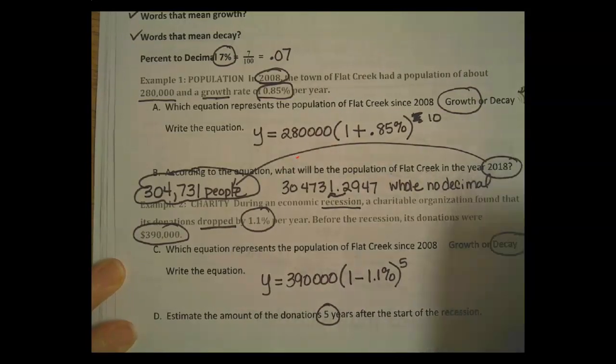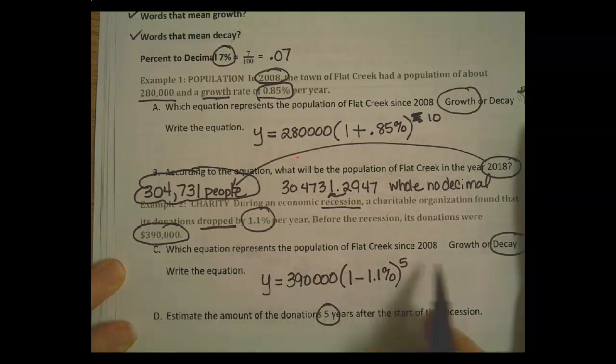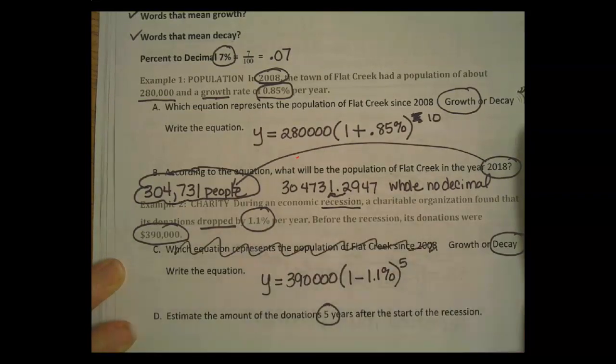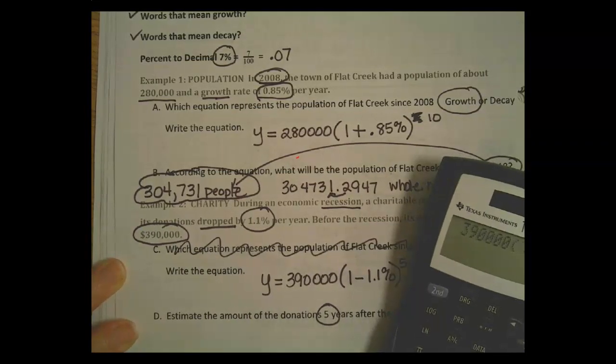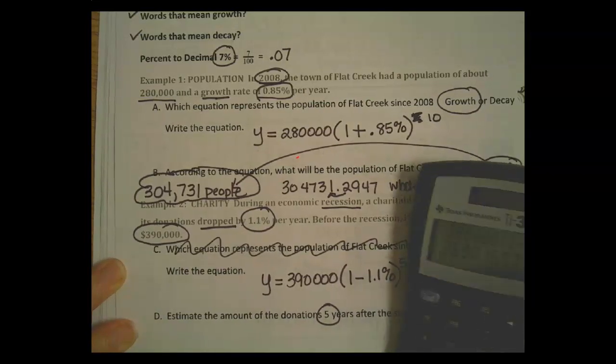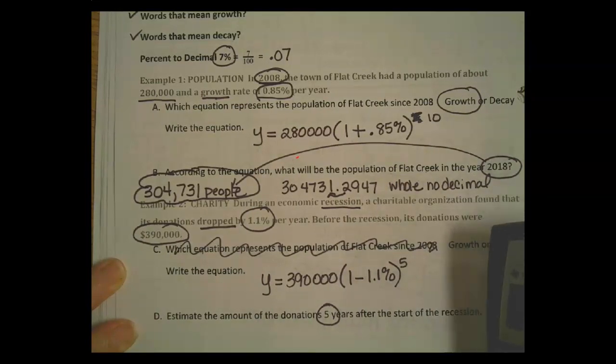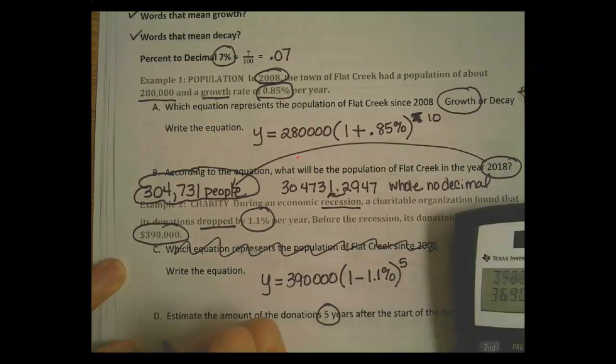And again, we are talking about a charitable organization. Okay, 390,000, parentheses, 1 minus, because it's a decay, 1.1, I'm going to use my percent key, close up that parentheses, caret key because exponent, and put 5. Again, what am I talking about? Money? So I'm going to round to hundredths. This is money. So I'm going to write the whole thing so you guys can see.